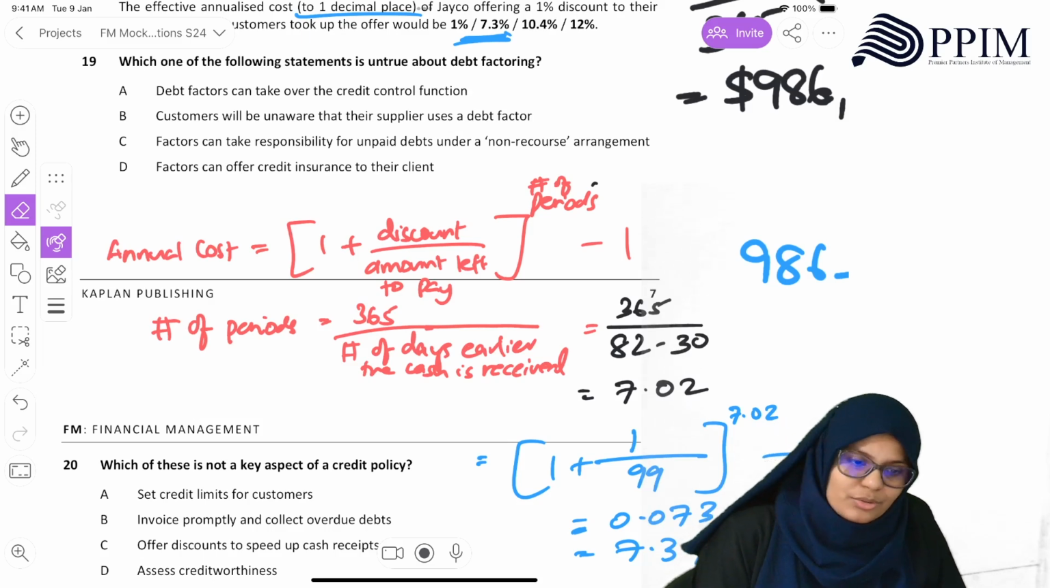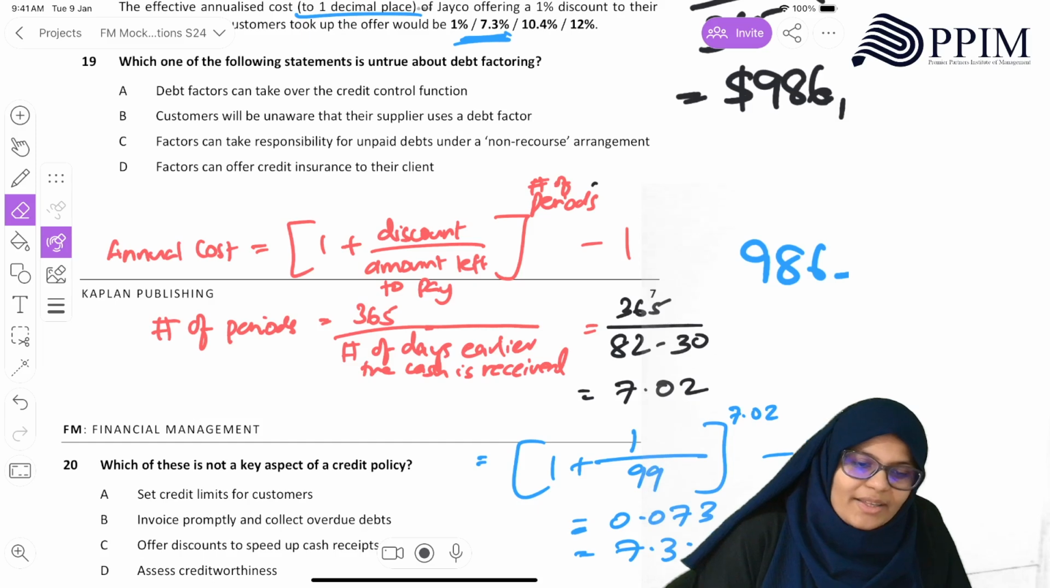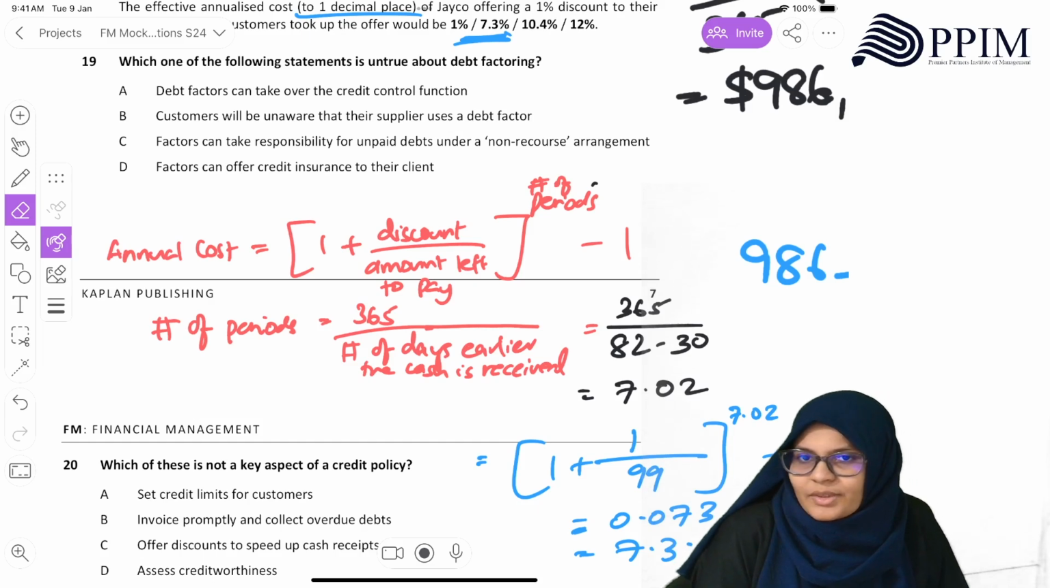It's not true. So that can't be an answer. Customers will be unaware that the supplier uses a debt factor. Is that true or false? If you are going for debt factoring, will your customers know that a debt factor is now involved?